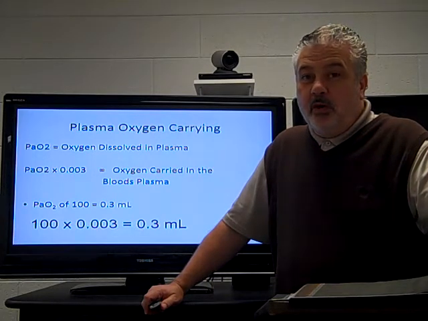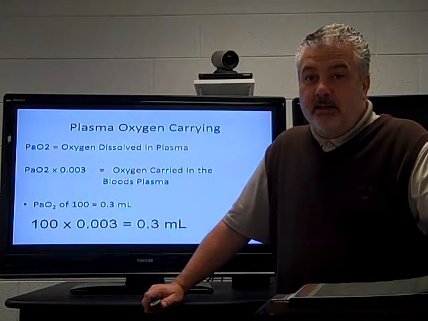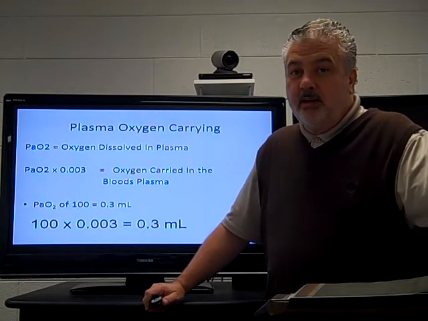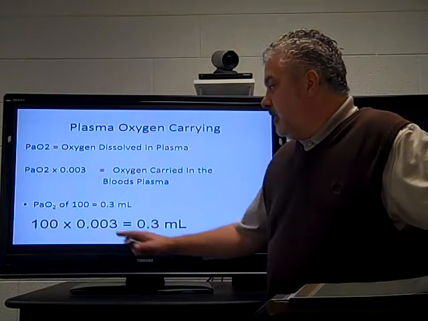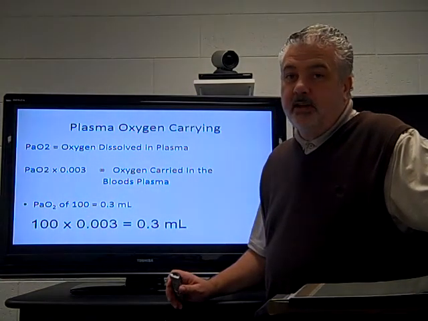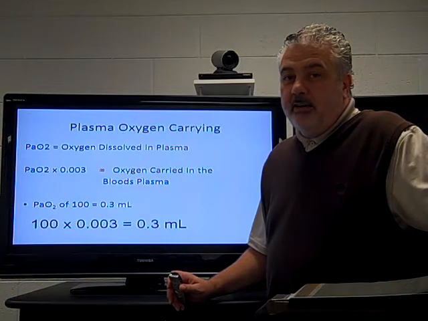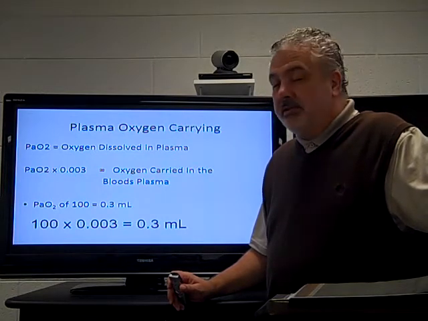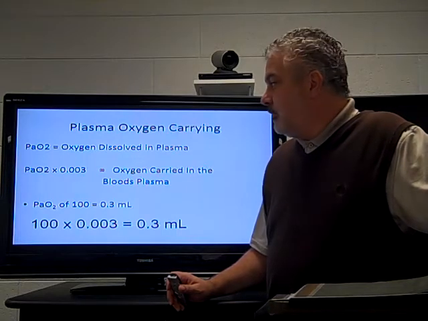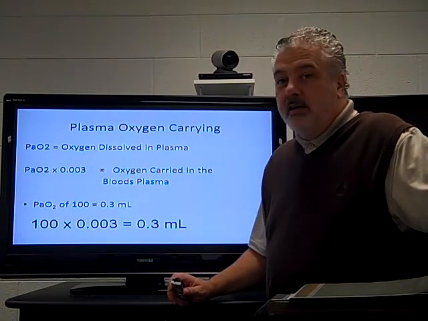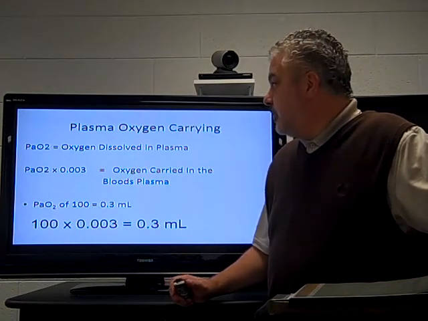So we want to look at it and know that there is oxygen carried in the plasma, but not very much oxygen. Actually, if we did the math and we said that the PaO2 is 100, then that's only going to account for about 0.3 milliliters of oxygen being carried if you do this part of the formula, and we'll talk about the overall formula here shortly.